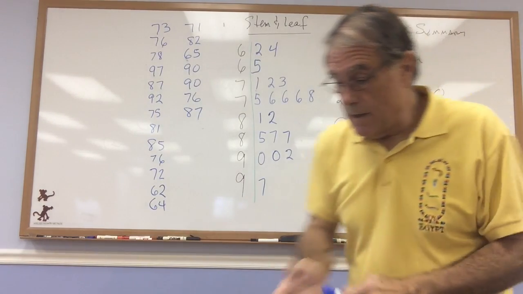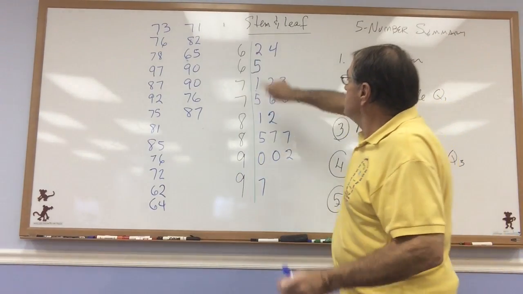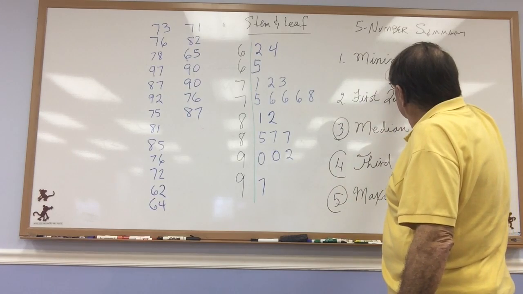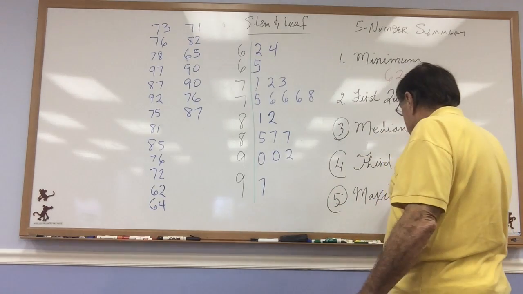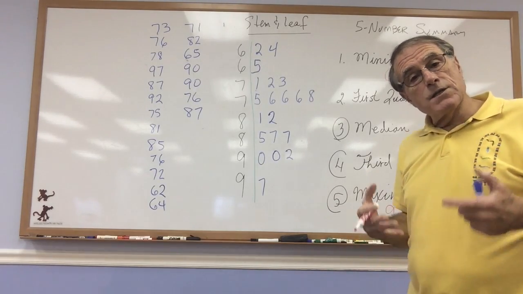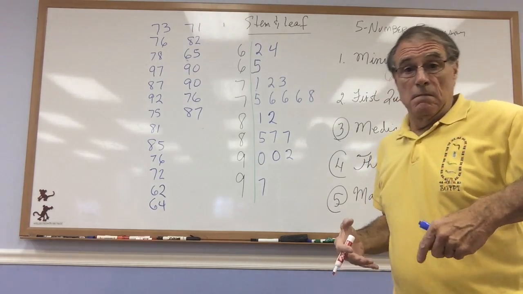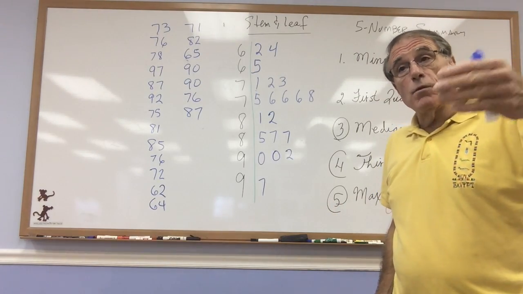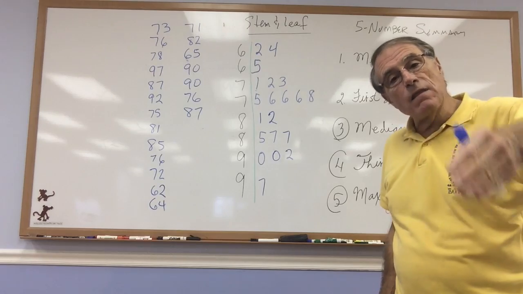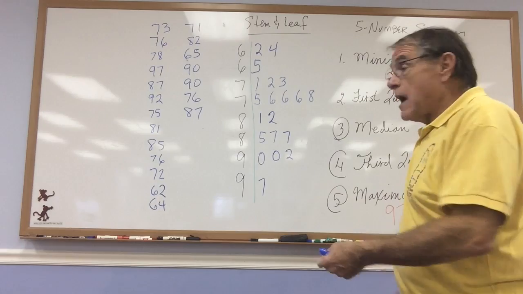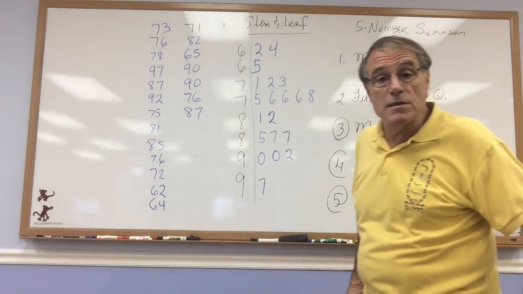So the minimum I can see right away is 62. And the maximum I see is 97. Now the median is the score in the middle, and I have 20 numbers. So the median will fall between the 10th and 11th numbers. Well, here's the beautiful thing. I've got my numbers listed. All I have to do is count.